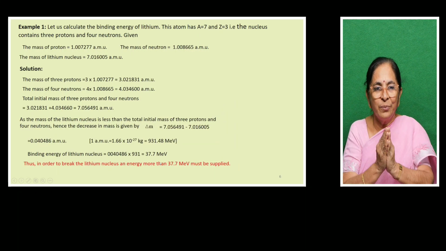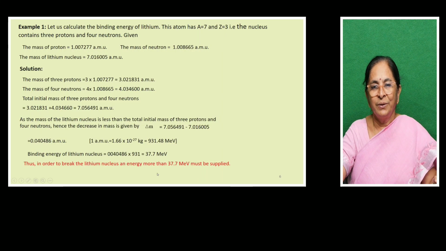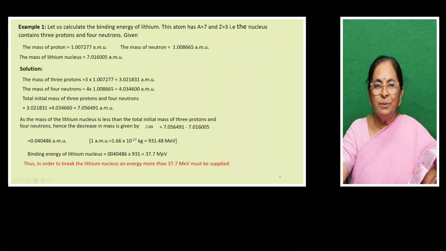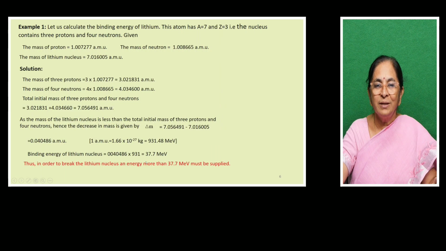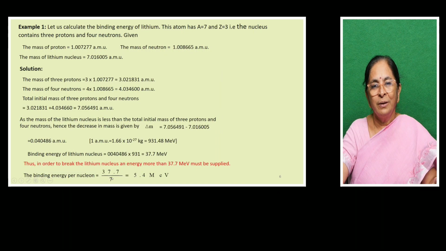That much energy is required to break or make the lithium nucleus. If you want to break the lithium nucleus, you need to supply energy little more than this so that it can be easily broken. So if you want to calculate the binding energy per nucleon, what you have to do is 37.7 divided by the mass number. So if you want to add one nucleon to the nucleus, you need this much energy to be supplied.